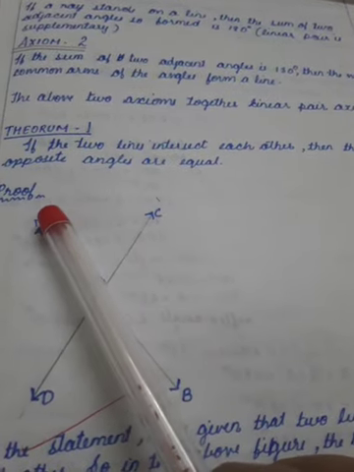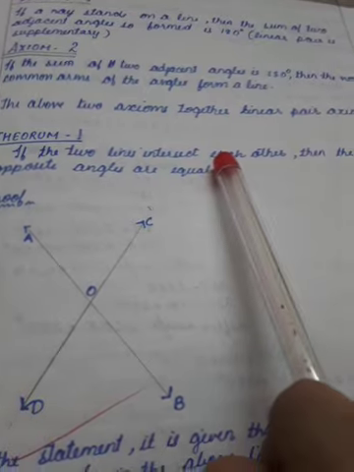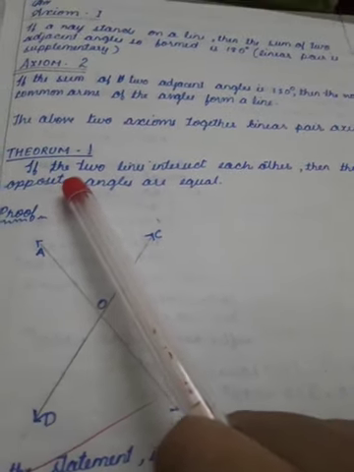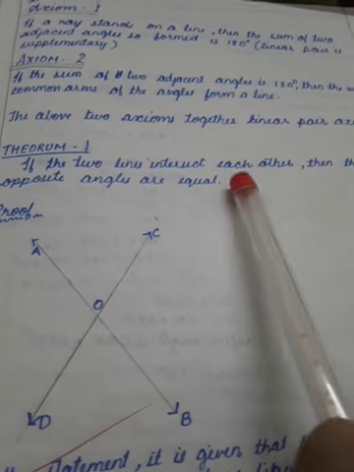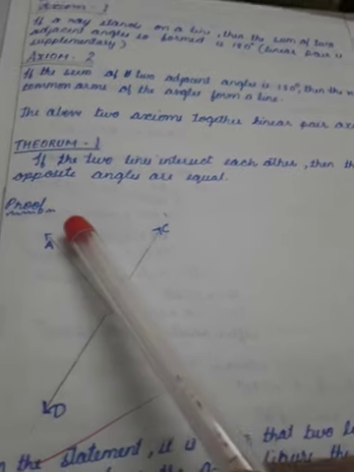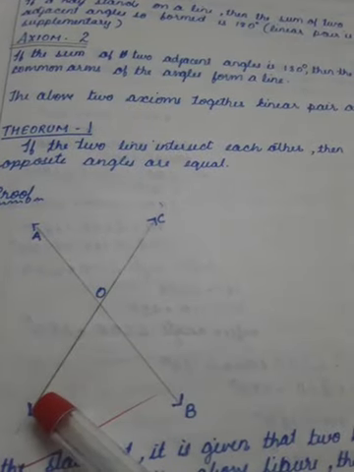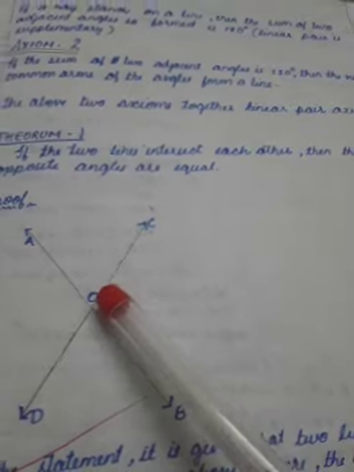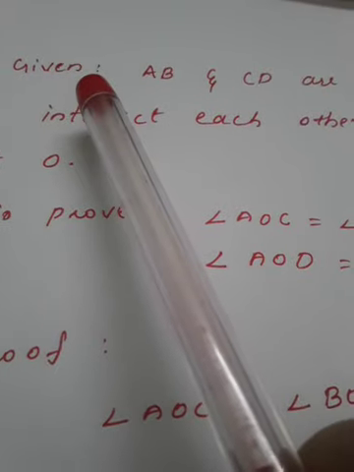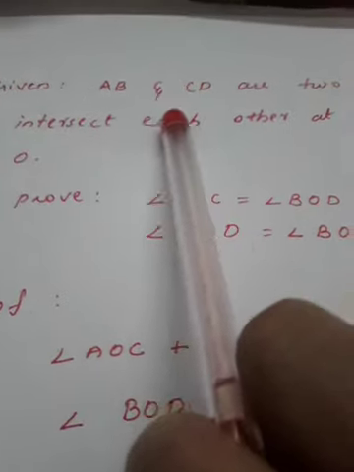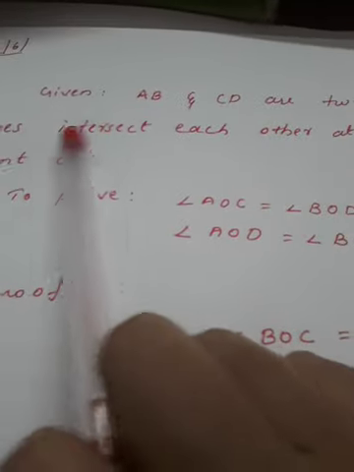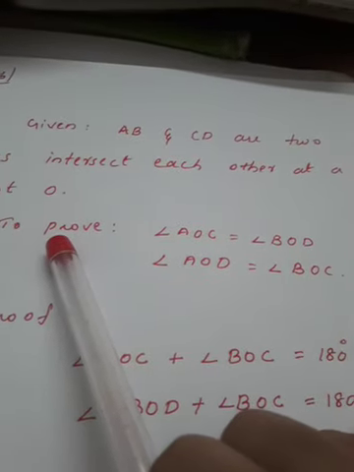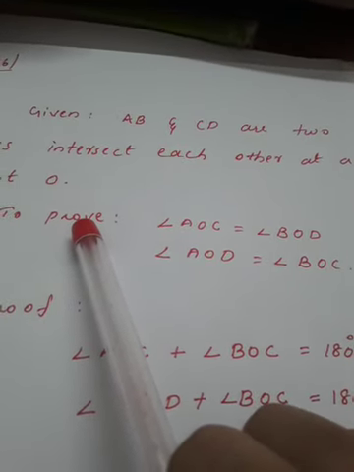Then this is the proof. According to the statement, we need to draw the figure. So here what is given? Two lines intersect each other. Okay. So here AB and CD are the two lines that intersect each other at a point O. Then we need to prove that vertically opposite angles are equal.